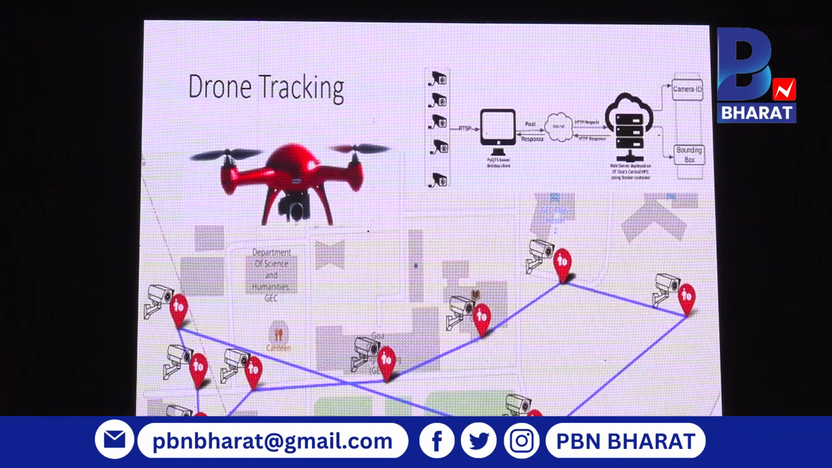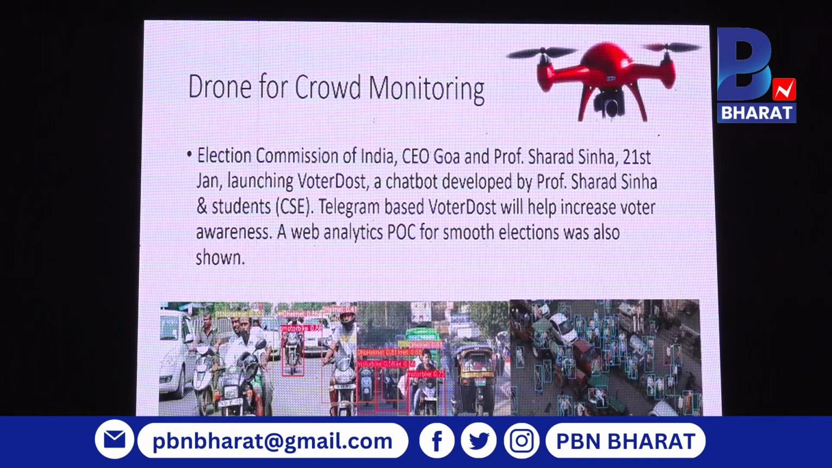We can create this kind of map based on our camera positioning or drone center stations where the drone is sitting idle. Then the drones can get a signal that this is the suspected person, and they track it, so it will go behind that person. We are also using it for crowd monitoring, where there are too many crowds. We can use it for law and order maintenance.